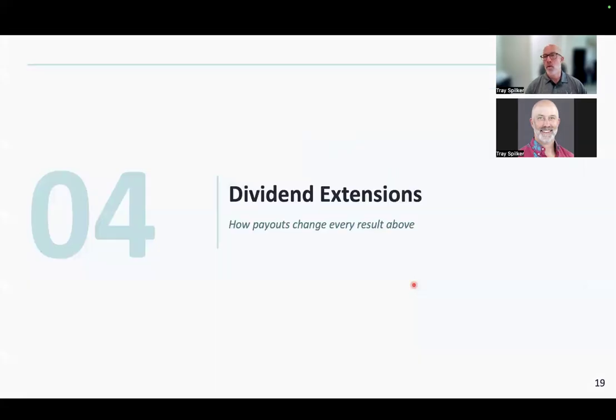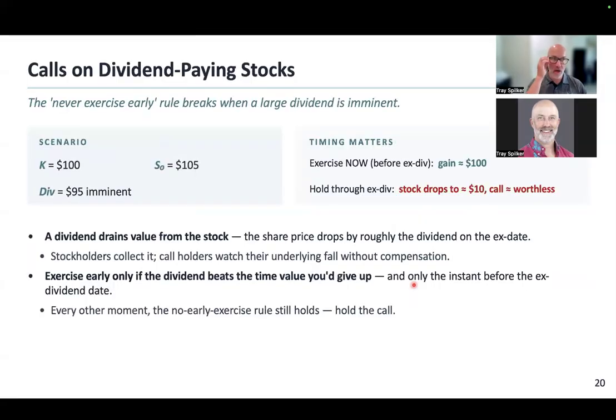Now, let's talk about situations in which dividends are being paid, specifically the impact on call options. Our never-exercise-early rule breaks down when there's a large dividend that is about to be paid imminently. This is a very extreme example, but it proves the point. Share price is 105. Strike price is 100. So this is in the money by $5, and that's the intrinsic value. Now, we're also told that this stock is about to go ex-dividend and pay a giant $95 dividend. So this changes the equation a fair bit.